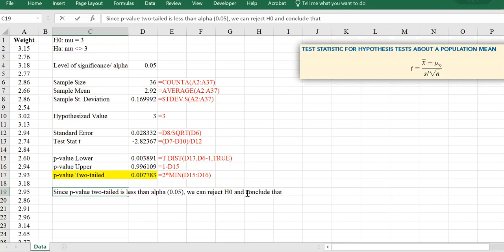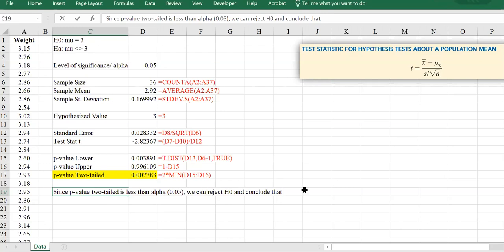So you are concluding that with 95% confidence, since the confidence level is 1 minus alpha, the population mean weight, or the average weight of the coffee bags, is not equal to 3 or is statistically different from 3. So these are different terms that you can use.